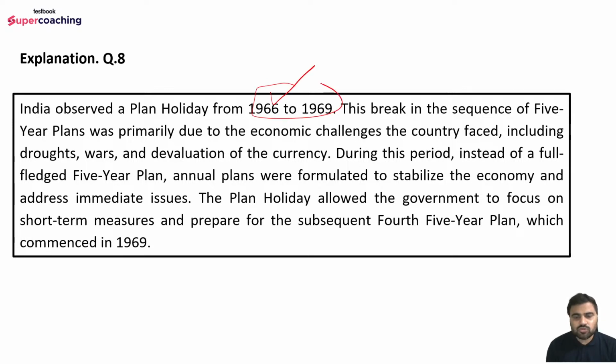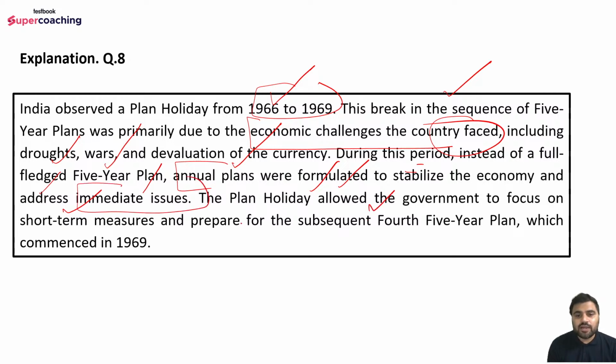This break in the sequence of 5 year plans was primarily due to the economic challenges the country faced, including droughts, wars, devaluation of the currency, and during this period also, instead of a full-fledged 5 year plan, annual plans were formulated to stabilize the economy and address immediate issues. The plan holiday allowed the government to focus on short-term measures and prepare for the subsequent fourth 5 year plan, which commenced in 1969.